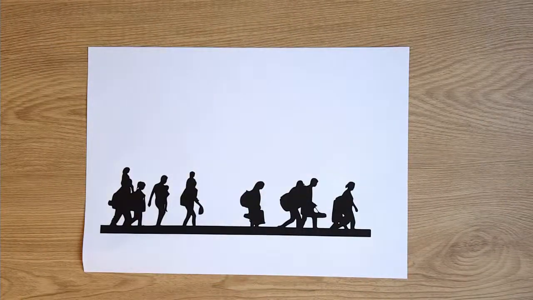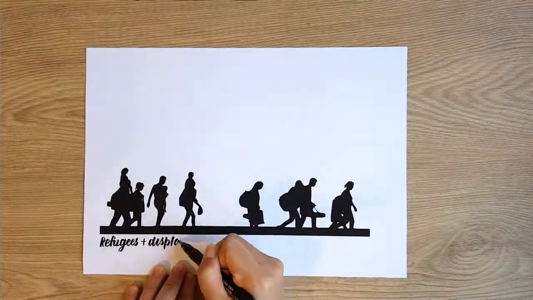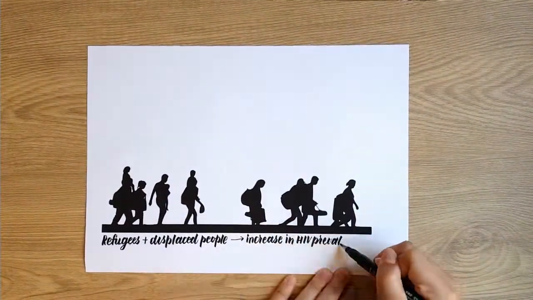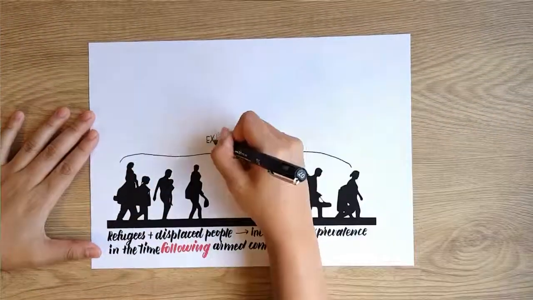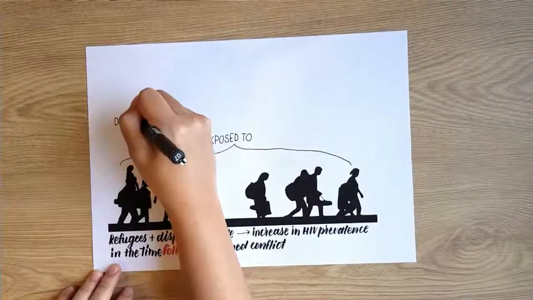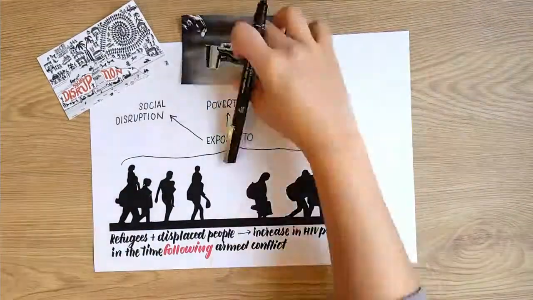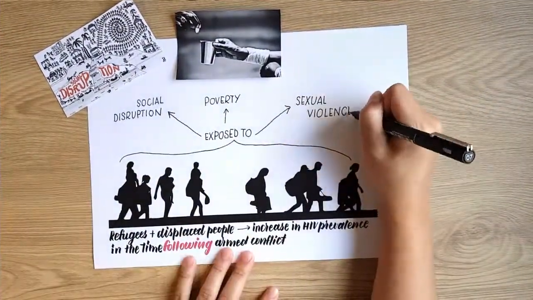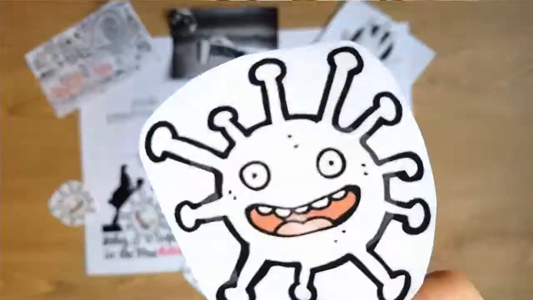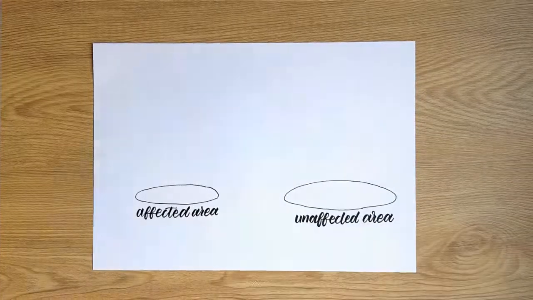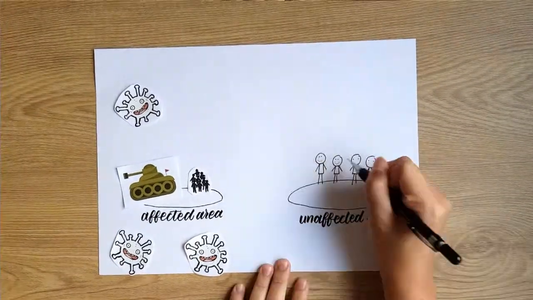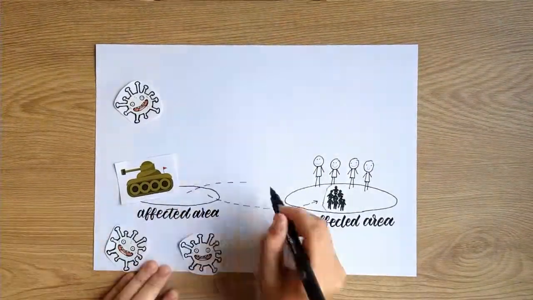The refugee populations and displaced peoples associated with conflict also lead to an increase in HIV prevalence in the time following armed conflict. These people are exposed to social disruption, poverty and sexual violence and thus are at increased vulnerability to the disease. The movement of both these displaced people and the armies contributes largely to the spread of HIV within the community and to communities which were previously unaffected.